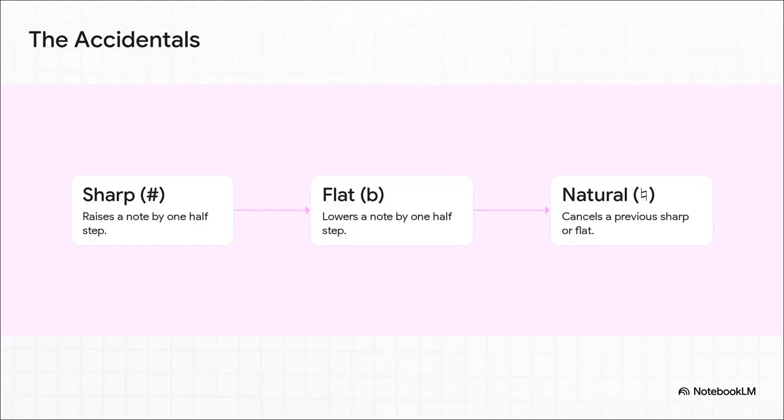So how do we write these little half-step shifts? We use these symbols called accidentals. A sharp, which looks kind of like a hashtag, bumps a note's pitch up by 1 half step. A flat, which looks like a lowercase b, lowers it by a half step. And the natural sign? It just cancels out any previous sharp or flat. You can think of them like musical punctuation marks. They add all this crucial detail and nuance to the language.